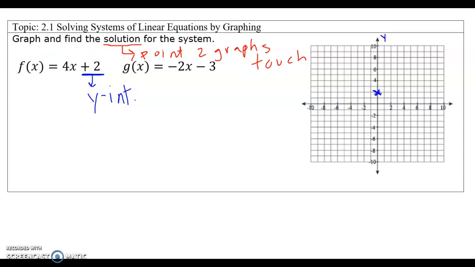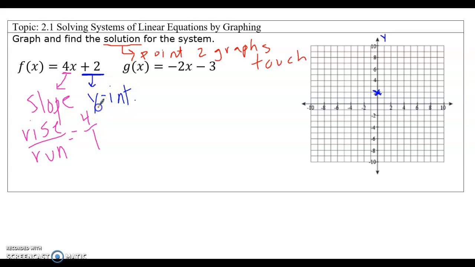Now from the beginning point, I have to know how to move, and that's where my slope comes into play. Remember, the number in front of x is my slope, and slope is just the number, it doesn't involve the x. And slope is rise over run. So I have to make this a fraction because it just says 4. 4 divided by 1 is the same thing as 4, so I'm just going to put it over 1.